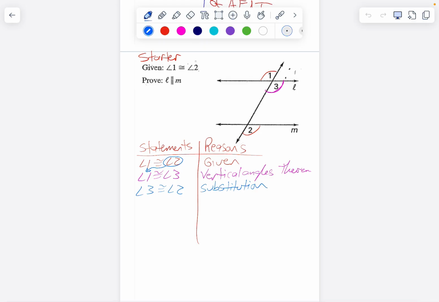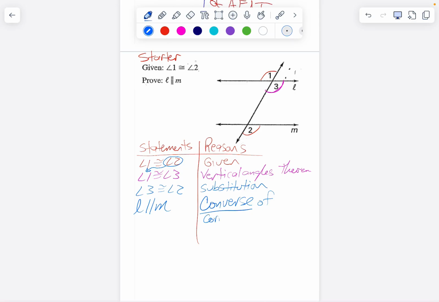So at this point, we have now met the condition to use the converse. It says if these two angles are congruent, then the lines must be parallel. That's what our condition says in one of those bottom reasons. So we can now say L is parallel to M because of, and you have to say this word, converse of. If you don't say converse, you're using the theorem backwards, like you're using it the wrong direction for this.